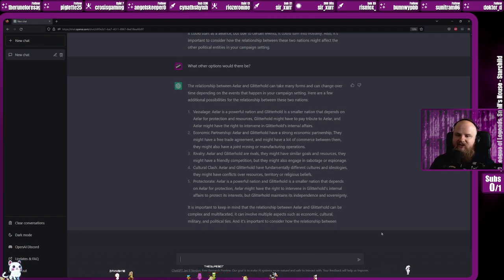Protectorate. Alar is a powerful nation and Glitterhold is a smaller nation. It always puts Alar as the powerful nation. Glitterhold depends on Alar for protection. Alar might have the right to intervene, but Glitterhold maintains its independence and sovereignty.